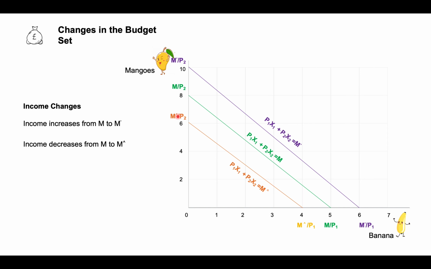Got it? If the income increases, your purchasing power increases, you get extra bananas and extra mangoes, so your budget line shifts upwards. If your income decreases, your purchasing power reduces, you'll get fewer bananas and fewer mangoes, so your budget line shifts downwards. That's it, right?